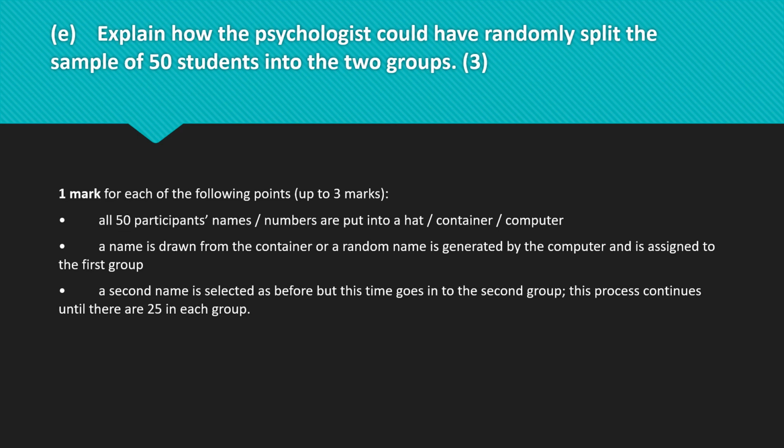Then you need to say a name is drawn from the container or hat, or you could say a random name is generated from the computer and is assigned to group number 1. Then you need to say a second name is selected and it goes into the second group, and the process continues until there are 25 in each group. You would be okay to say the first 25 go into group 1, the second 25 go into group 2, but try and make sure you say what group 1 and group 2 means. Don't just leave it as group. So try and make sure you are being a little bit more specific.